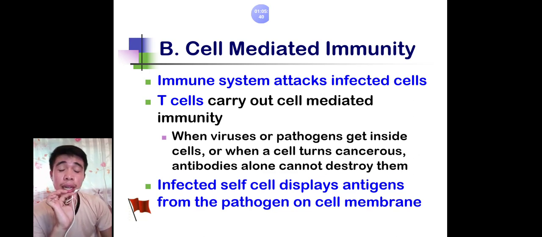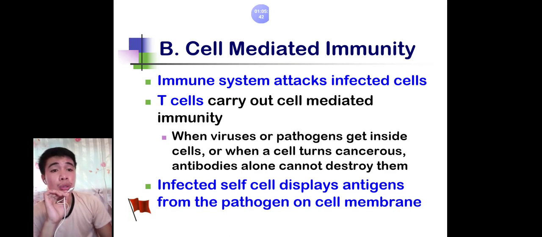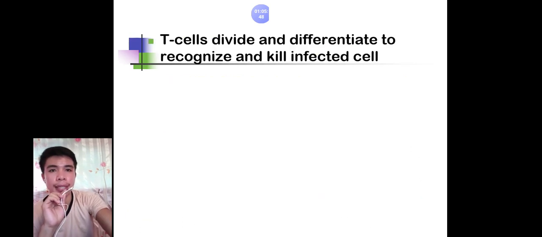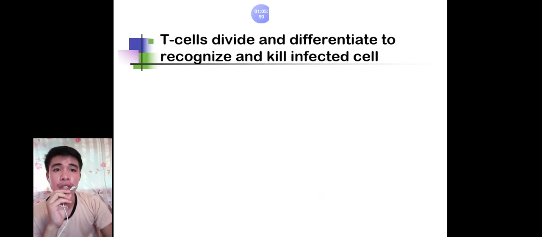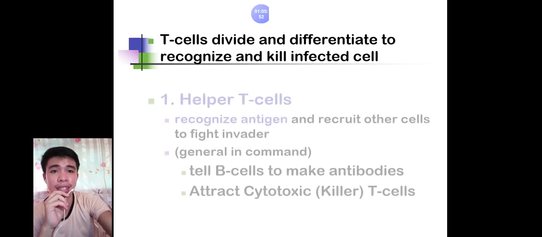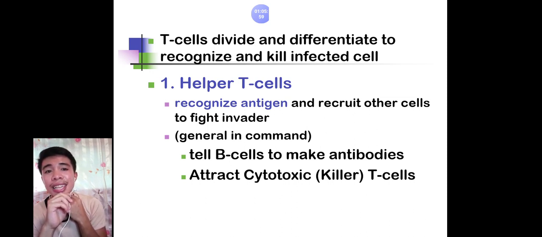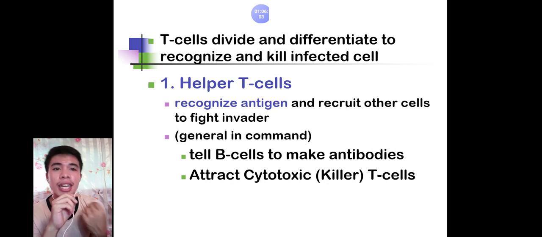So antibodies alone are not enough to destroy them. Infected cells display antigens from the pathogens on the cell membrane. The T cells divide and differentiate to recognize and kill infected cells. Helper T cells recognize the antigen and recruit other cells to fight invaders. The engineer in command tells B cells to make antibodies and attracts the cytotoxic killer T cells.